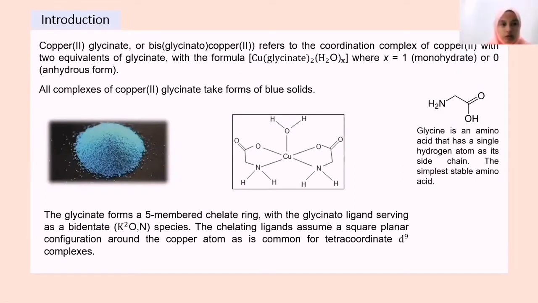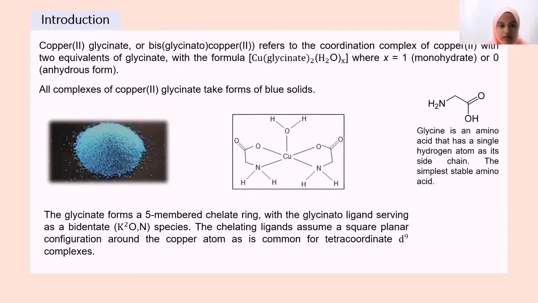For the introduction of copper glycinate, or in IUPAC name, bis(glycinato)copper(II), it refers to the coordination complex of copper(II) with two equivalents of glycinate, with the formula Cu(glycinate)2·xH2O, where x equals 1 for the monohydrate, or 0, which is copper glycinate in anhydrous form. All complexes of copper glycinate will take the form of a blue colored solid. Below is shown the color of the copper glycinate as well as the structure of the compound.